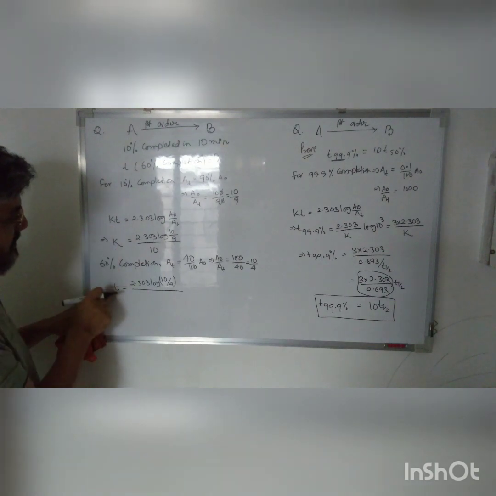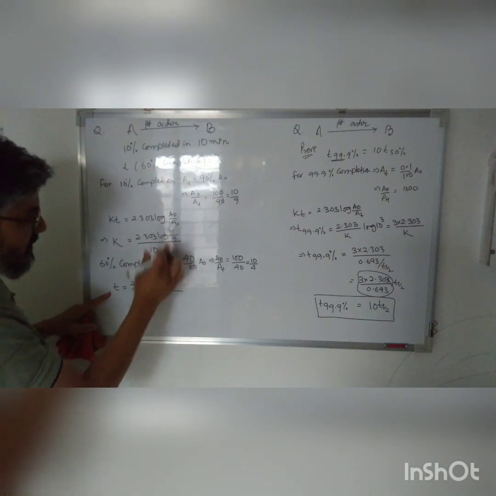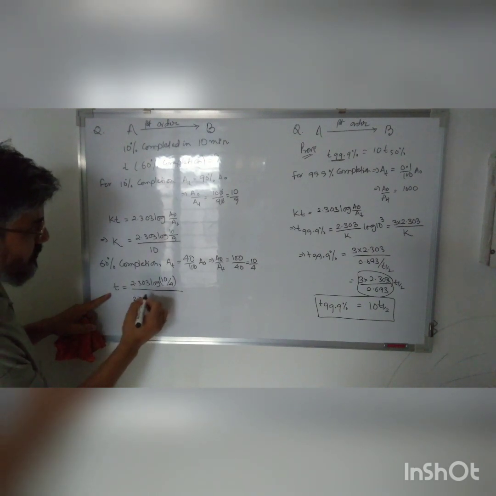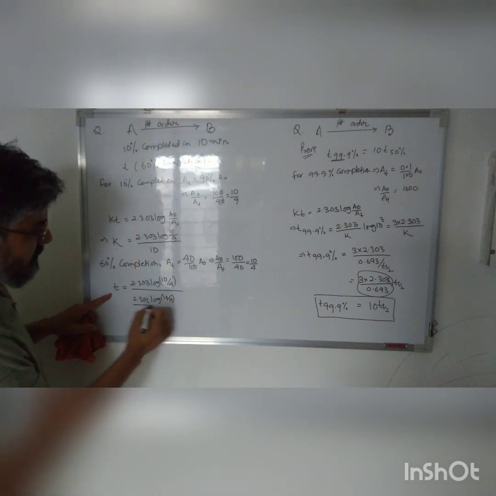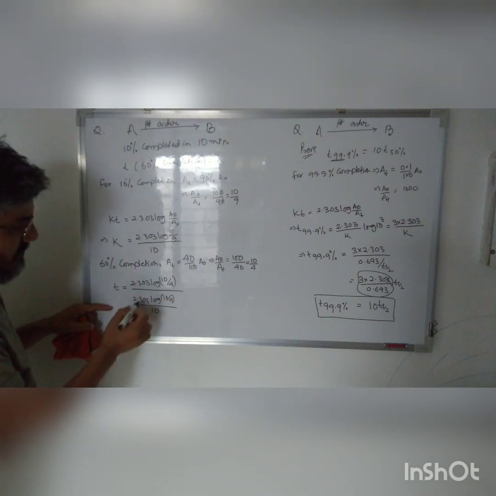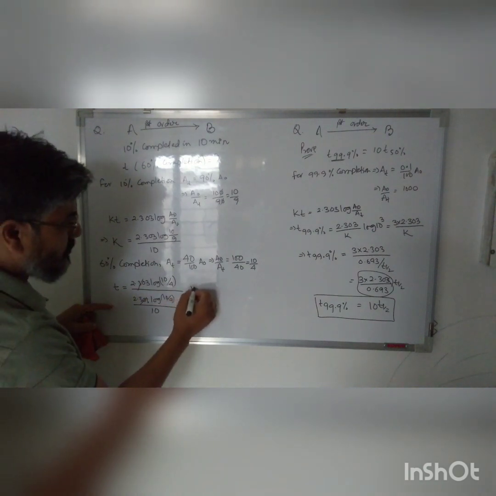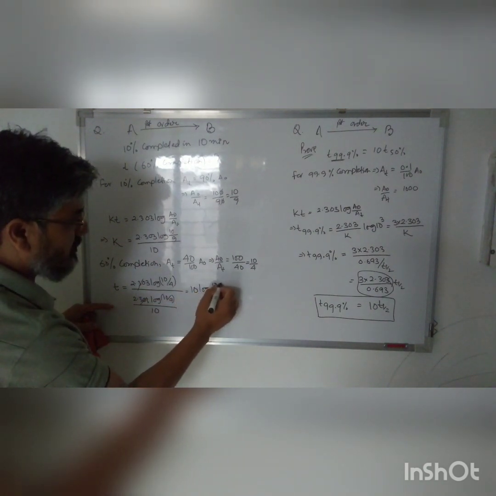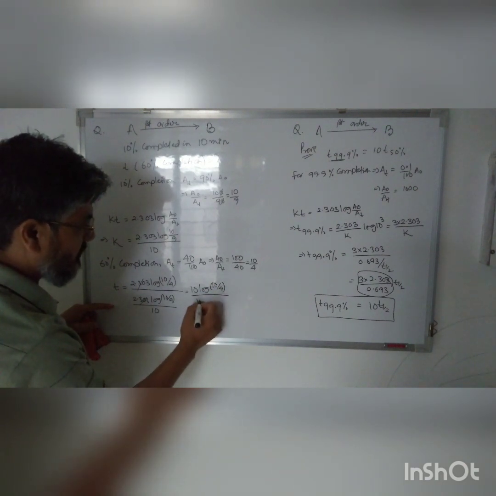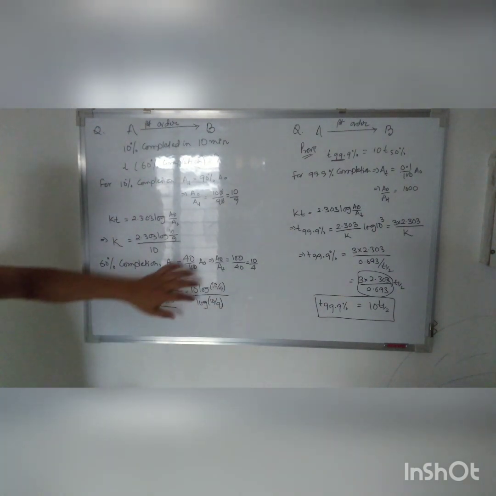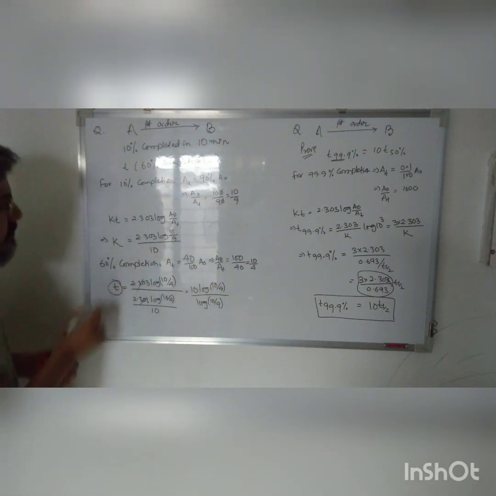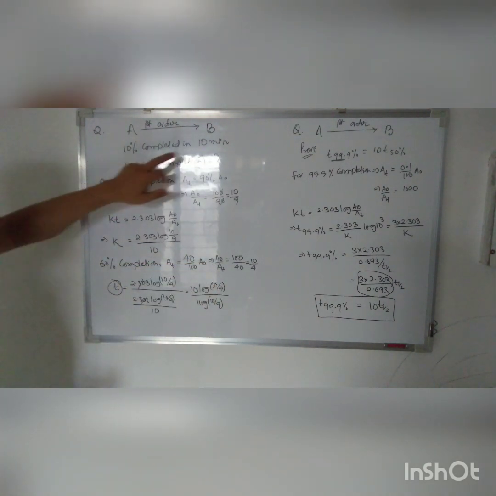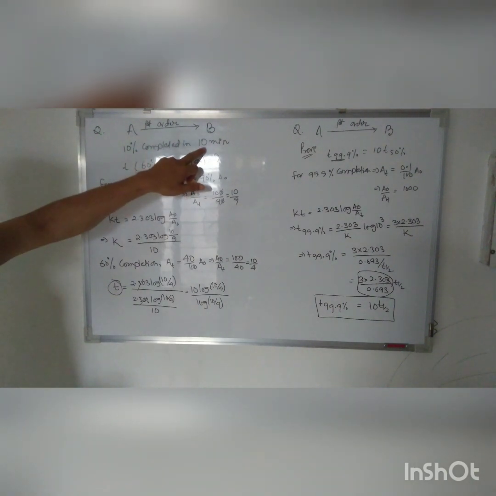We have to find this, then we have to find the value of k. So this is the value of k: 2.303 log 10 by 9 divided by 10. So this cancels out. So this is equal to 10 times log 10 by 4 divided by log 10 by 9. So we can take the help of logarithm to find the values of 10 by 4 and 10 by 9. So this is the time required for 60% completion for this reaction, in which 10% is completed in 10 minutes.